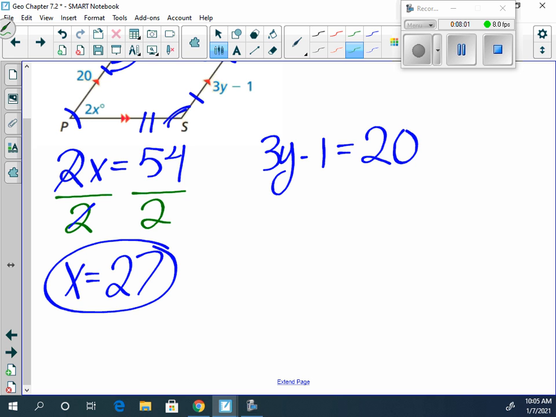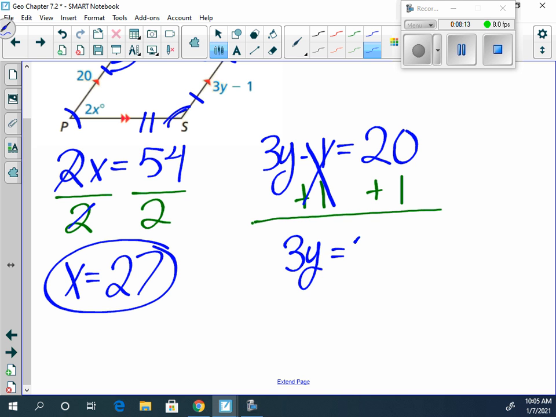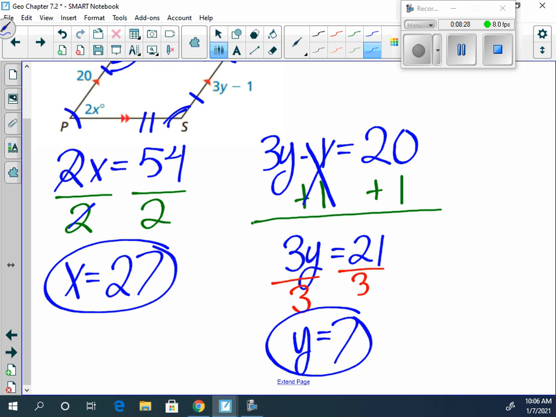Now we're going to have to do a little bit more here to solve for the value of y. So the first thing we'll need to do is add 1 to both sides. Because negative 1 plus 1 is 0, leaving us with 3y is equal to 21. And last but not least, we would divide both sides by 3. So y is equal to 7 and x is equal to 27. And that's it. That's all we have to do for this here.